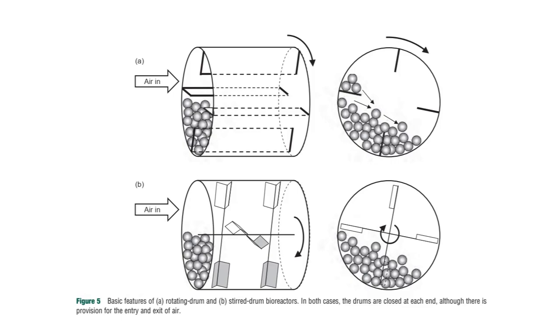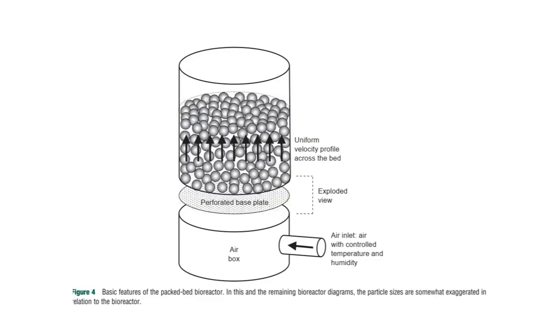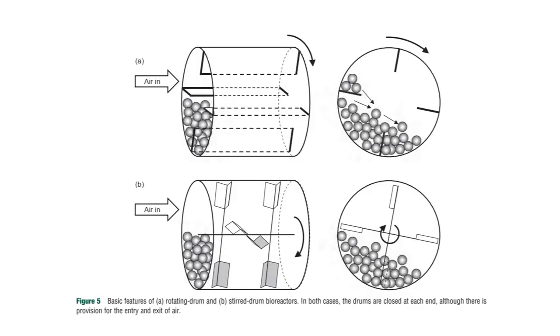Now coming to the third one, group 3, the rotating drum bioreactor. This is nothing but a stainless steel drum with baffles. These are the basic features of rotating drum and stirred drum bioreactors. A means rotating drum and B means stirred drum bioreactor.